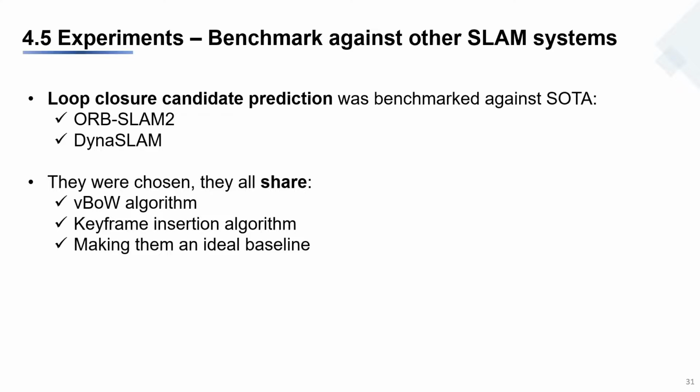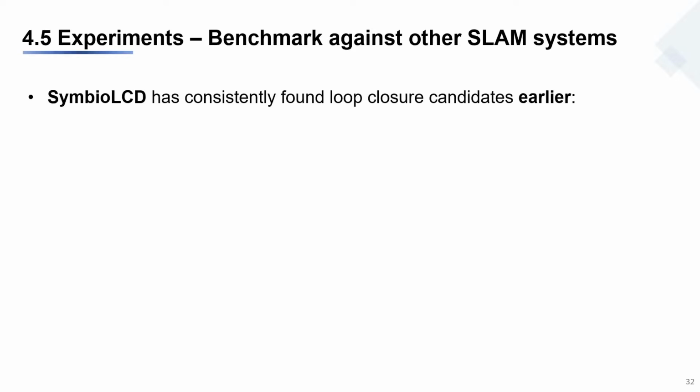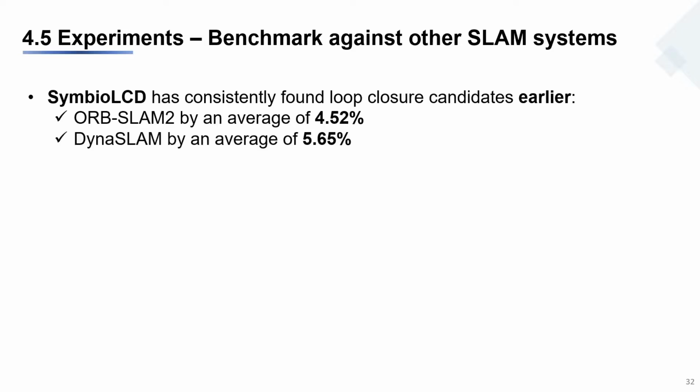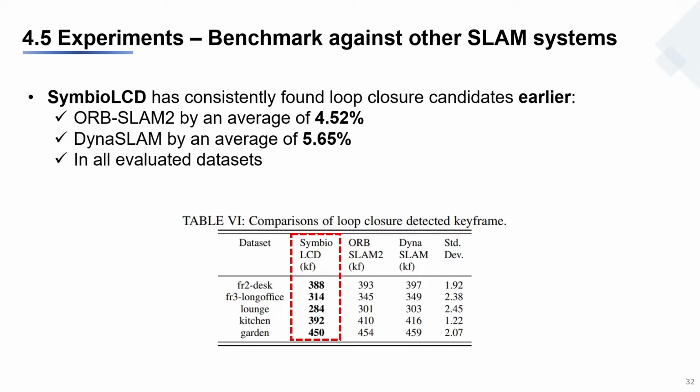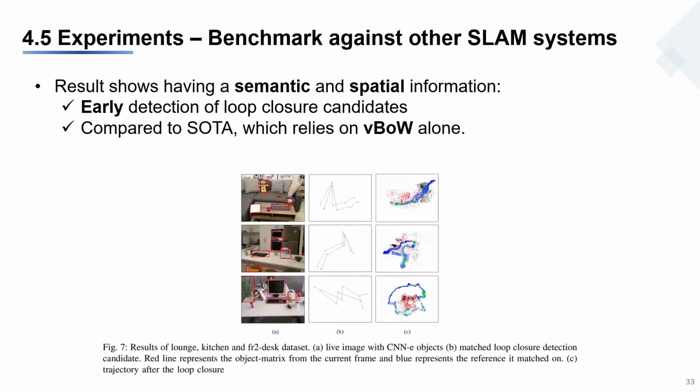For this evaluation, keyframe number was recorded to benchmark when loop closure candidates were found. And the result shows SymbioLCD has consistently found loop closure candidates earlier than OrbSlam2 by an average of 4.5%, and than DynaSlam by an average of 5.6% in all evaluated datasets. The result from this evaluation emphasizes that having semantic and spatial information contributes to early detection of loop closure candidates compared to state-of-the-art, which relies on visual bag of words alone.